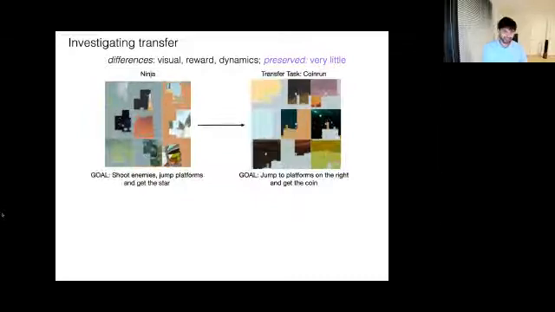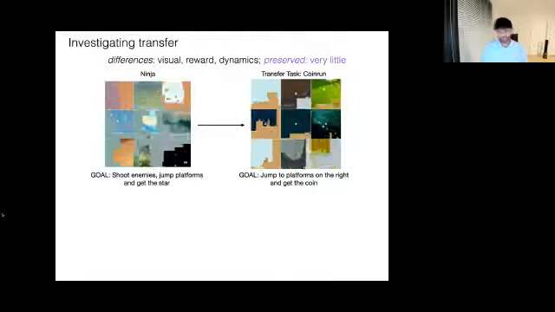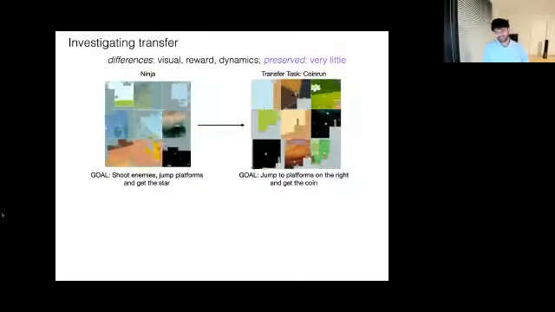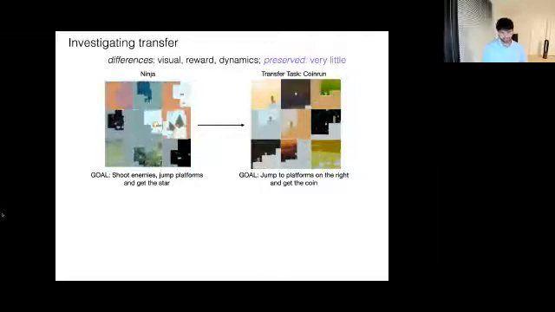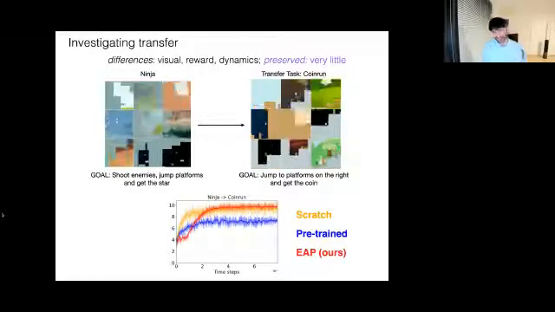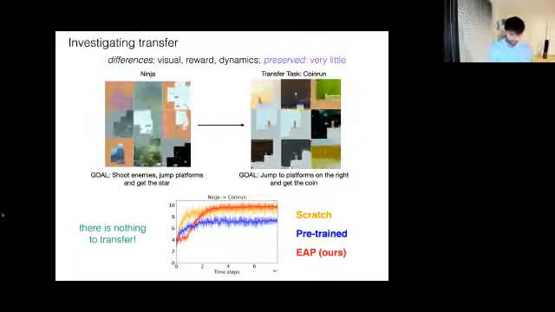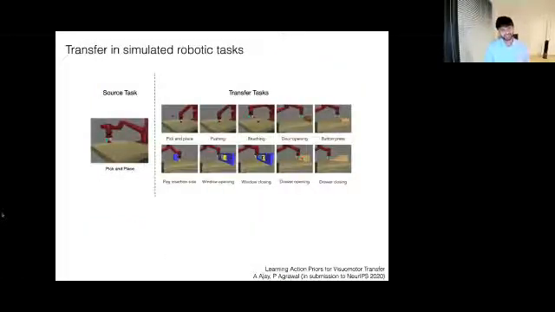Now we can also go and test a very different setup where everything is different. For example, we have this game of Ninja where the agent needs to shoot and jump over platforms, whereas on the other one, the agent is just jumping on the platform. It doesn't need to shoot. The dynamics are different. The visual structure is different. And even the reward structure is different. So in this case, our method ends up performing as well as scratch because there's very little to actually transfer. Right? And we can use the same idea in a simulated robotic task, where we first pre-train on pick and place, and then transfer to a bunch of other tasks. Right? And again, the same thing happens.